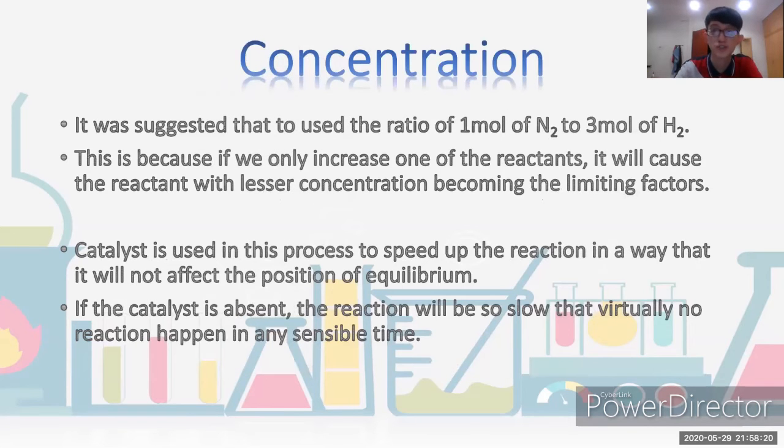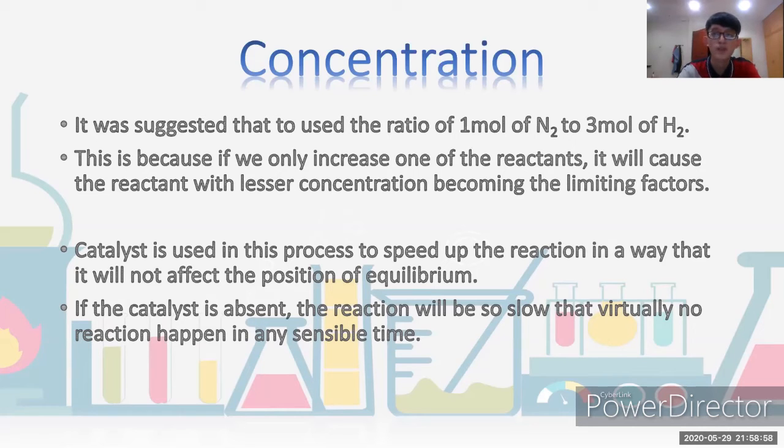Lastly will be the concentration. It was suggested to use a higher concentration of nitrogen and hydrogen in a ratio of 1:3. Why doesn't the industry only increase one of the reactants? Well, this is because if you only increase the concentration of one of the reactants, it will cause the reactant with the lesser concentration to become the limiting factor.